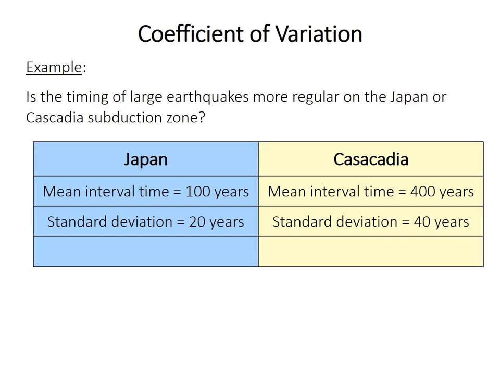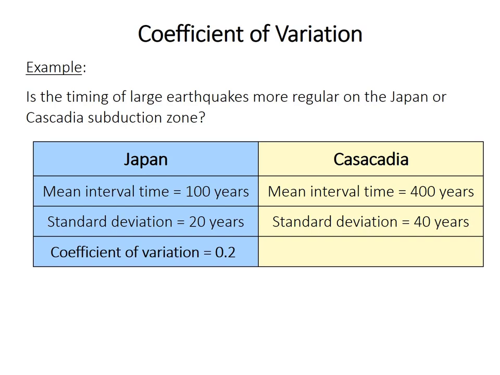So it looks like the Japan subduction zone is more regular, less variable, has a lower standard deviation, but also notice that the means are quite different. And so if that difference is important, which in this made-up data it is, we would then calculate the coefficient of variation instead. So standard deviation divided by mean.